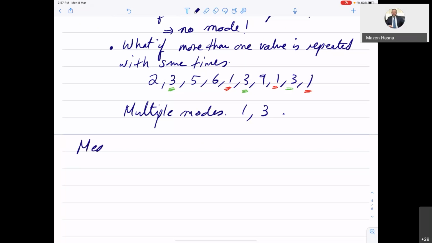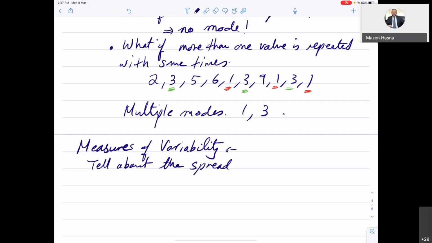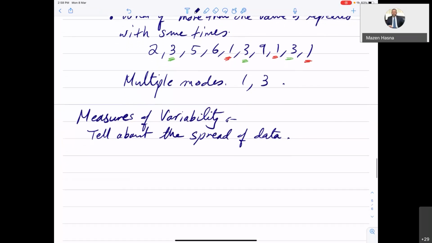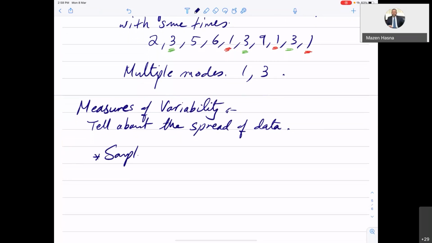However, we have another set of measures, which are measures of variability. Measures of variability tell about the spread of the data. As you expect, the first one will be the sample variance. We defined the sample mean, then we do the sample variance.